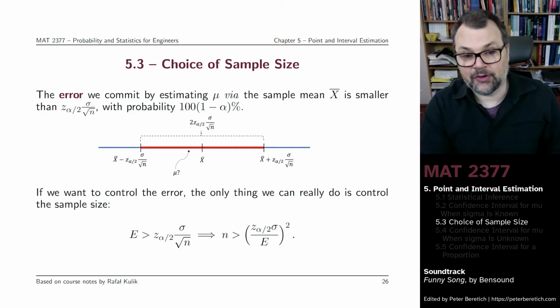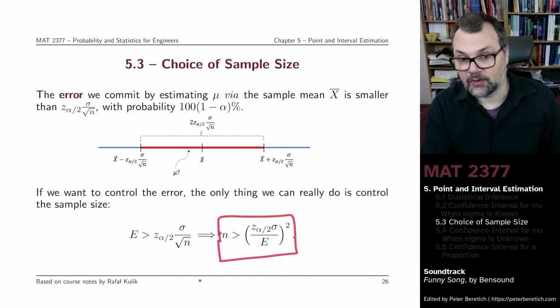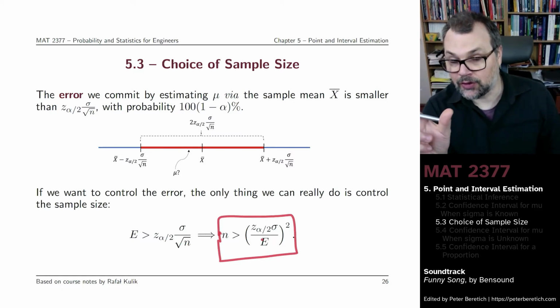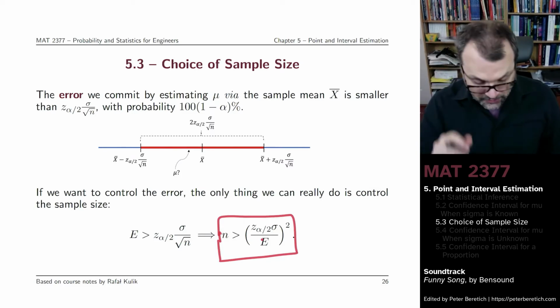So if the error is meant to be larger than this thing here, in other words, if the radius is meant to be smaller than some error, well, you rearrange the terms, multiply by square root of n on both sides, divide by E on both sides, and then square both sides to remove the square root, and you end up with a sample size which is bounded below by this expression. And that's going to guarantee that your error is smaller than E.